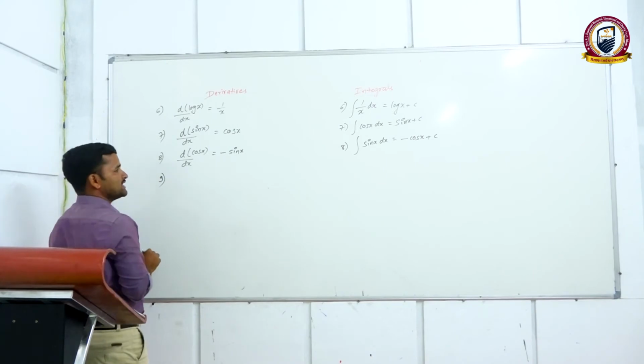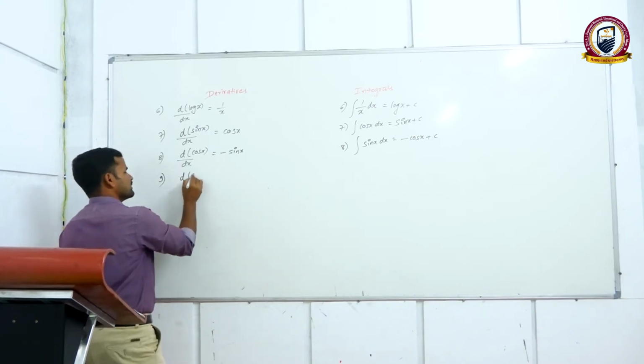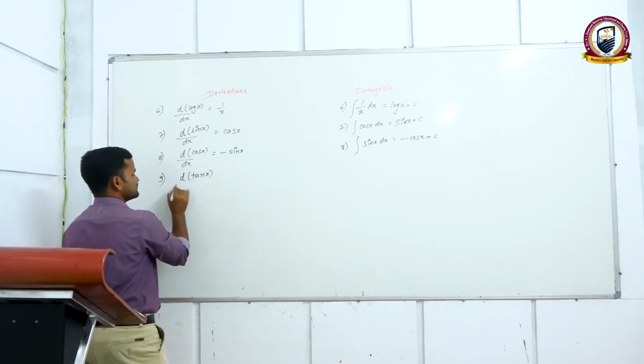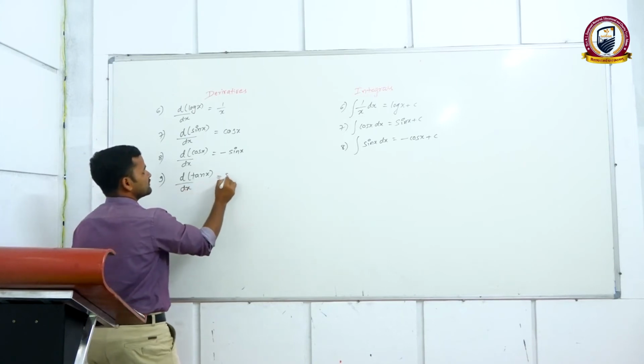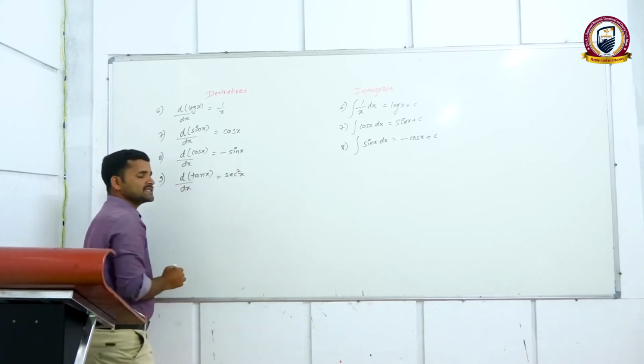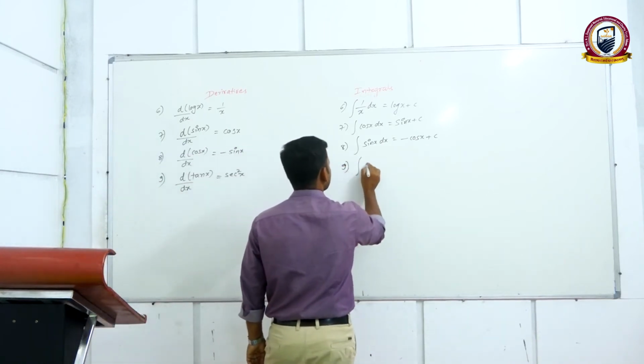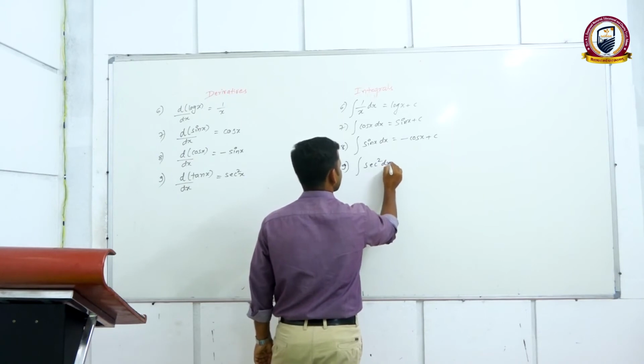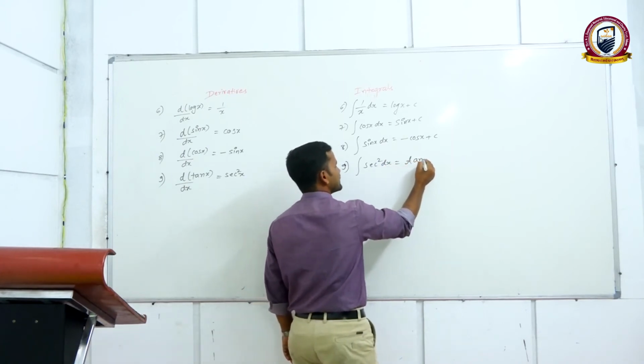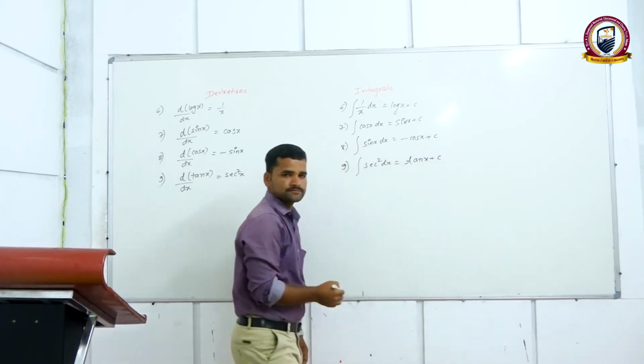Coming to the ninth one. Differentiation of tan x. What is the differentiation of tan x? Differentiation of tan x is secant square x. Very easy now. Integration of secant square x with respect to x is tan x plus c.